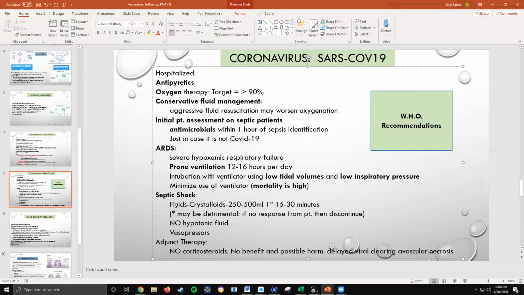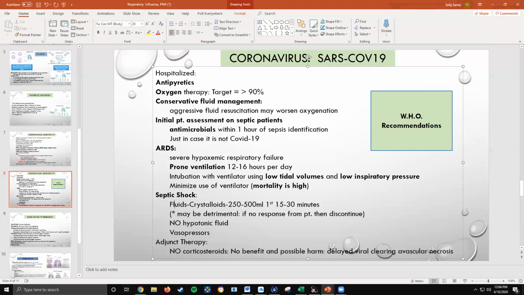But if there is no response from the patient, if the patient's blood pressure does not increase, then that may be a sign that it's detrimental. So in other words, no fluid boluses. So then they would actually need to go straight to vasopressors. And absolutely no hypotonic fluid. So they're not really concerned right now about cellular dehydration, right? Which is really unusual. So this is kind of backwards of what we would normally do.